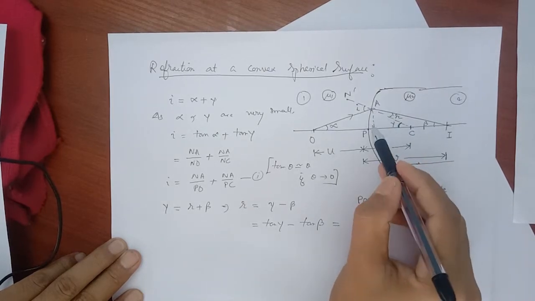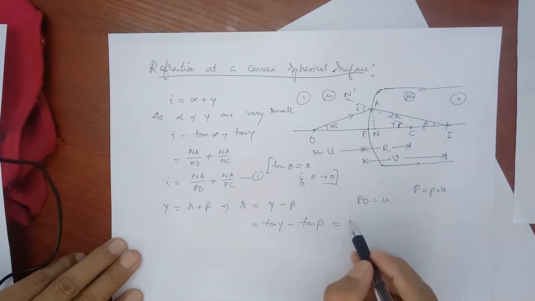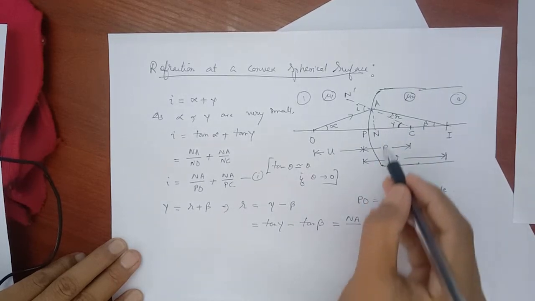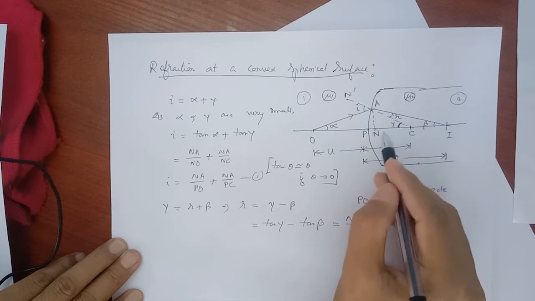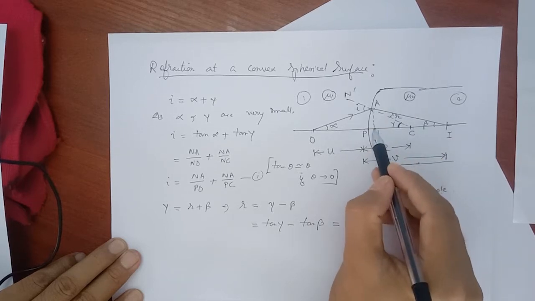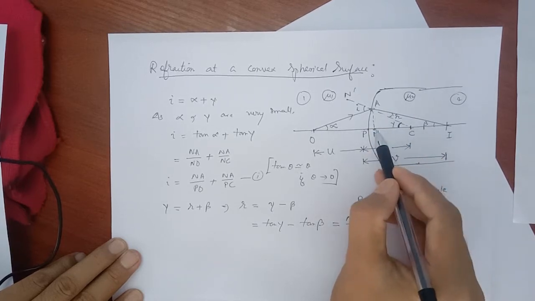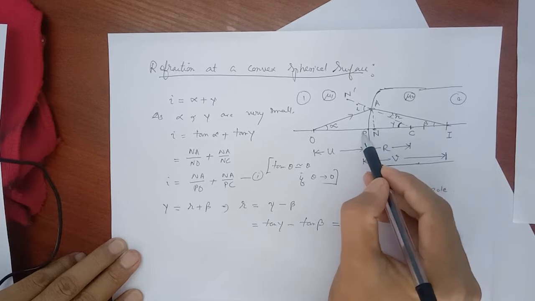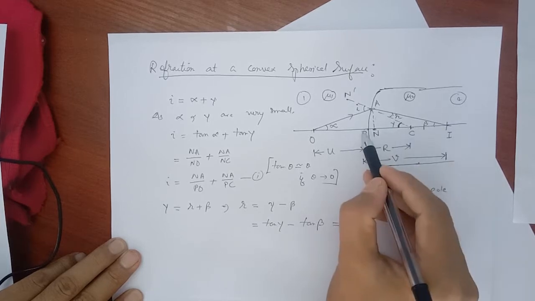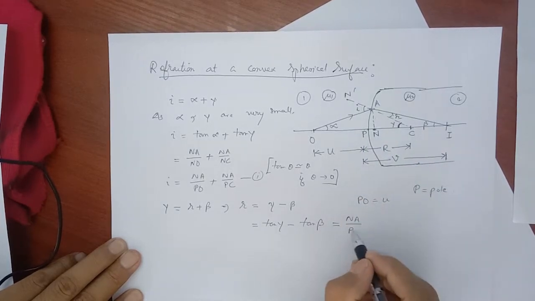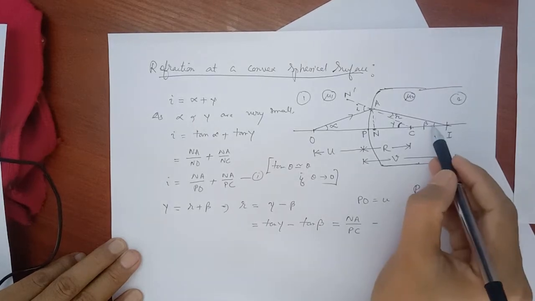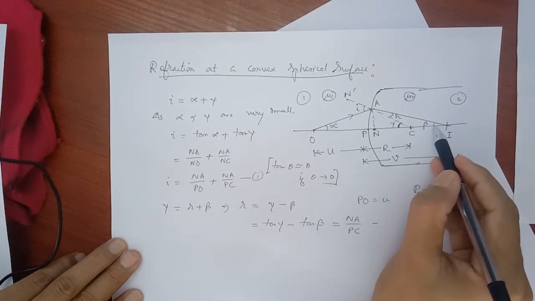Gamma is here right now. So again, perpendicular is NA by base. Base is NC. But as you know, P and N are very, very close. So instead of writing NC, let me write directly as PC here, minus beta.